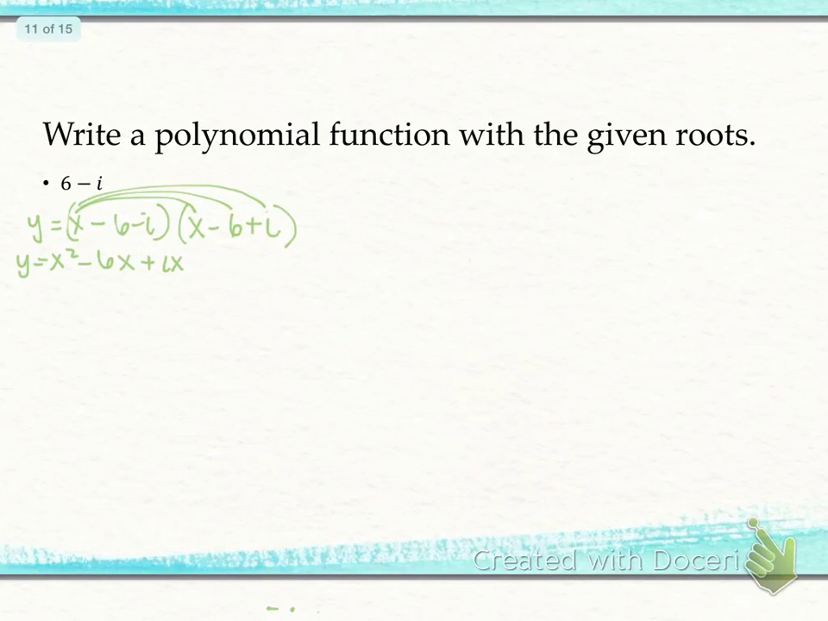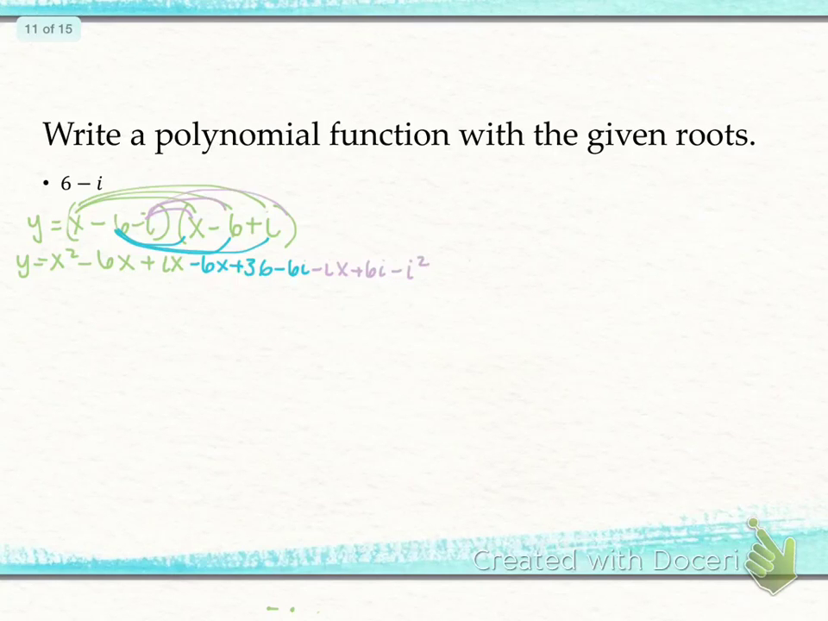Now I do my negative 6, so I'll change colors here. Negative 6 times x gets me negative 6x. Negative 6 times negative 6 is 36. And negative 6 times i is negative 6i. And now I got to do my last set. So i times negative x is negative ix. i times negative 6 is a positive 6i. And then my last negative i times i is negative i squared, okay?